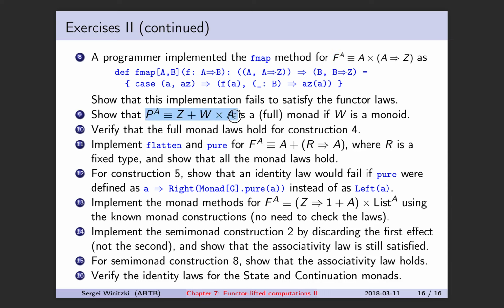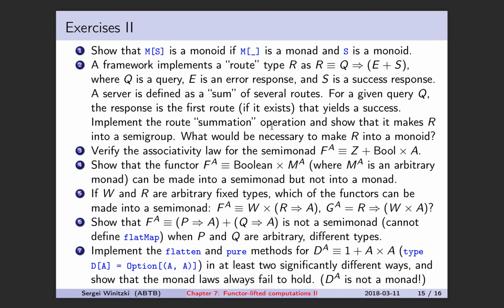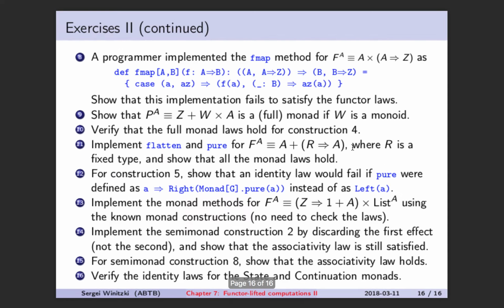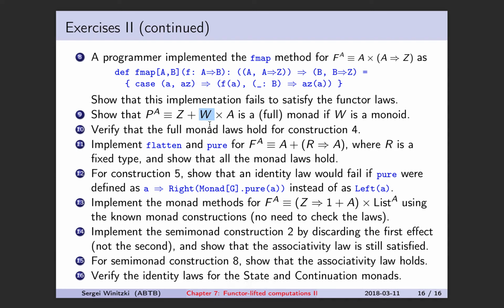The next exercise is to check the monad laws for this. This is similar to checking the monad laws for this, except now instead of bool, here you only verify the associativity, and here you need to verify everything, and W must be a monoid. Then in this exercise, this is actually one of the constructions, but the exercise is to write down implementations for flatten and pure explicitly and check the laws.